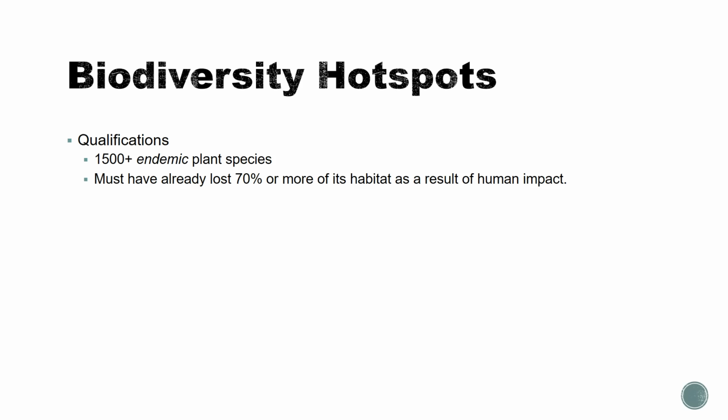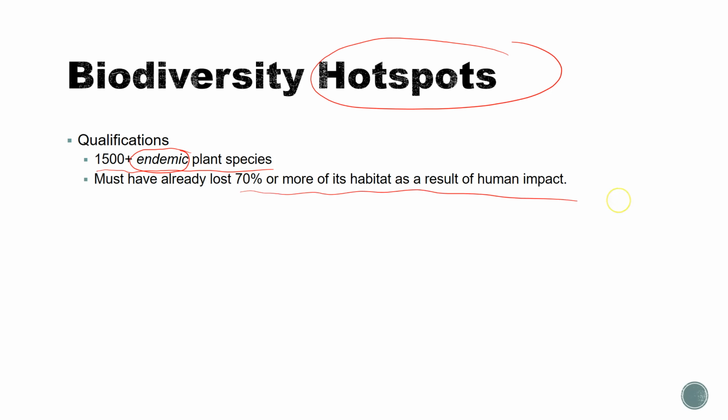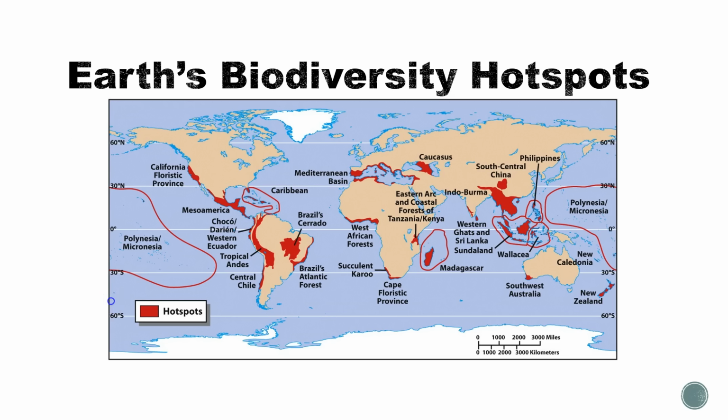So to be considered a biodiversity hotspot, these are places with really rapid biodiversity loss. We have to have about 1,500 or more endemic plant species. Endemic, remember, is that term I brought up earlier. That would mean that the plant species that we're calling endemic are only found in that specific area. And 70% or more of its habitat must have already been lost to qualify as a biodiversity hotspot. If you look globally at where our biodiversity hotspots are, you notice that there are a lot in our tropical areas, and we've got some up here in California, etc.